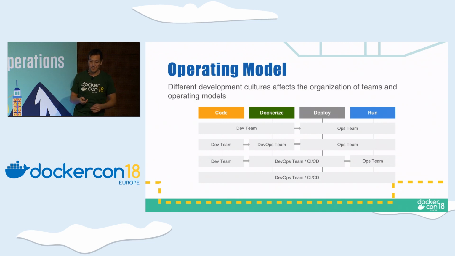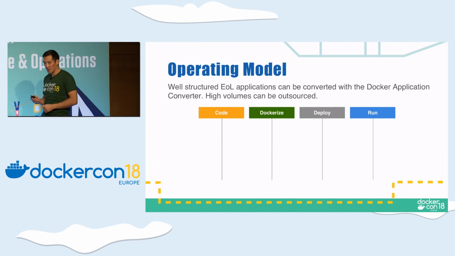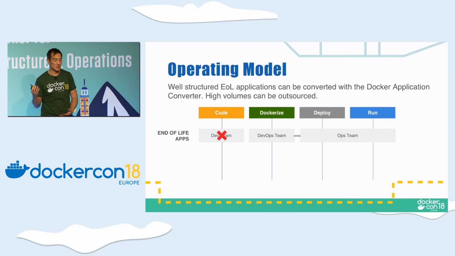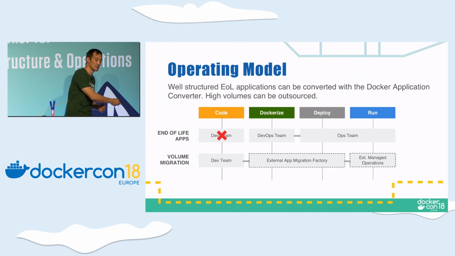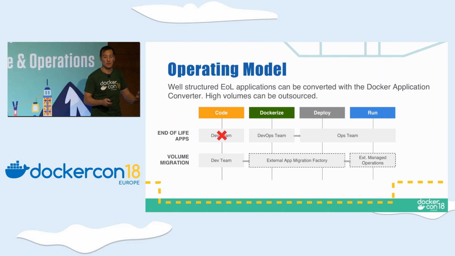Depending on how far you guys are already shifted left, whether you're siloed or you're already fully DevOps, that's going to influence the operating model you put in place. Some other examples are end-of-life applications. So as I mentioned before, you might not even have a development team. So you can have a DevOps team do the containerization, hand it over to your ops team. Or you have, let's say, hundreds or thousands of applications to migrate. At that point, you can think about externalizing the Dockerization in a migration factory, and then even to run the platform, externalizing that to managed services.